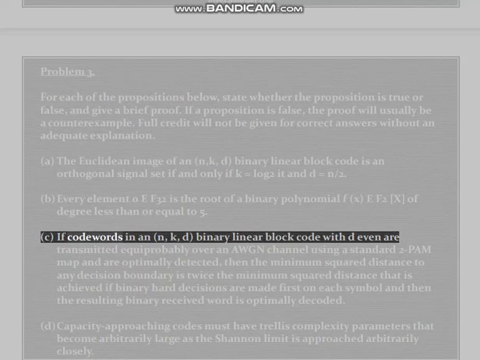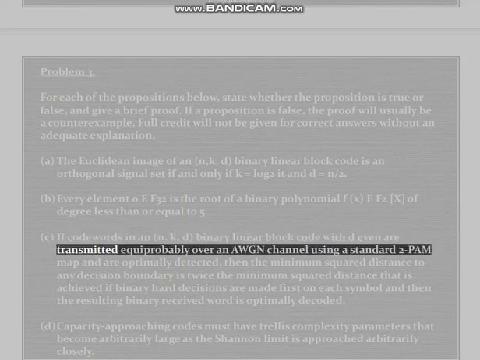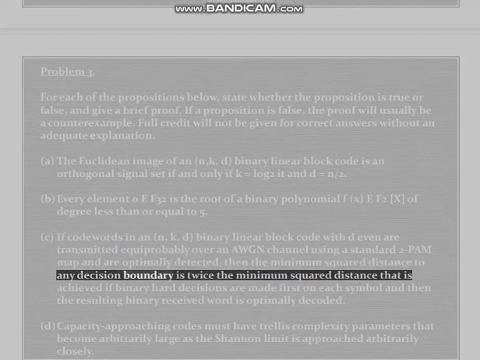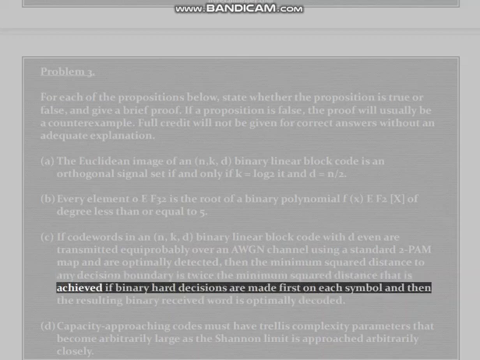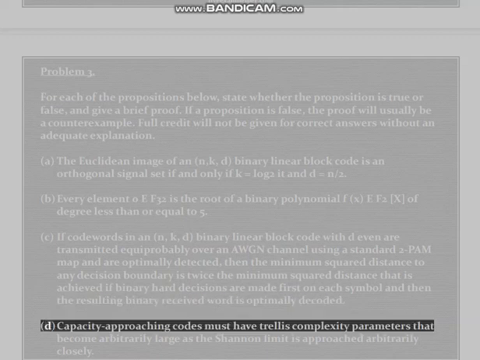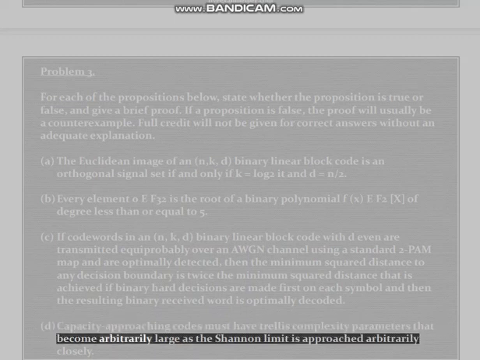C. If codewords in an (n,k,d) binary linear block code with d even are transmitted equiprobably over an AWGN channel using a standard 2-PAM map and are optimally detected, then the minimum squared distance to any decision boundary is twice the minimum squared distance that is achieved if binary hard decisions are made first on each symbol and then the resulting binary received word is optimally decoded. D. Capacity-approaching codes must have trellis complexity parameters that become arbitrarily large as the Shannon limit is approached arbitrarily closely.